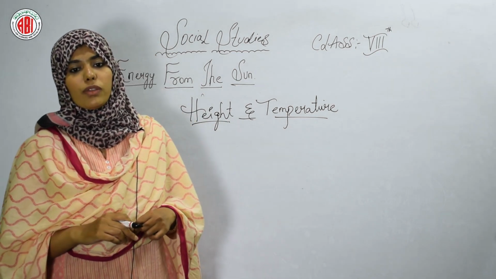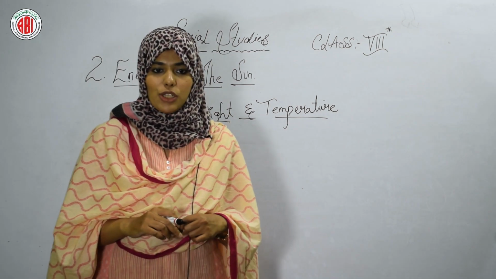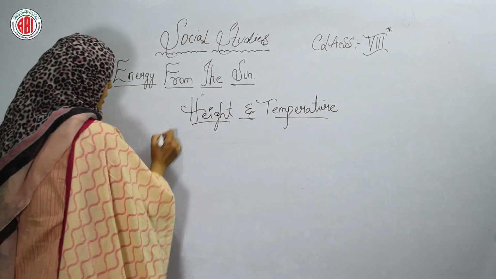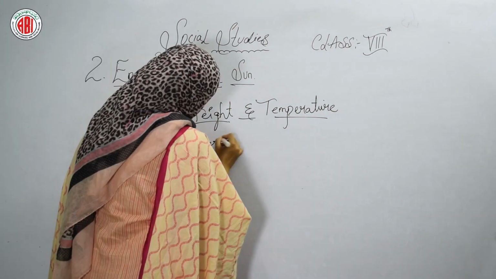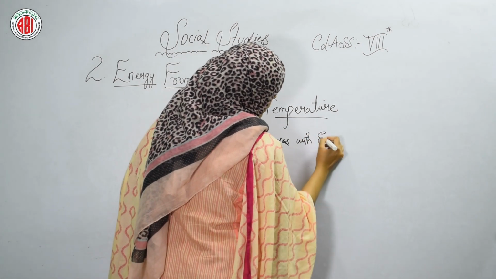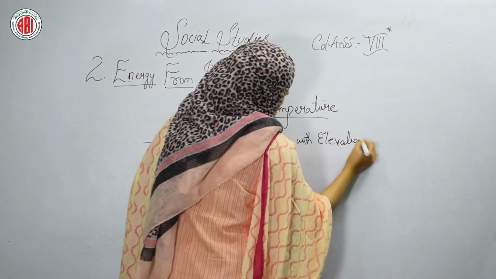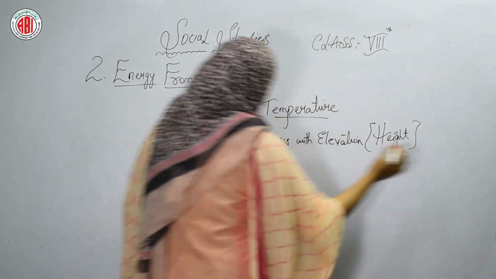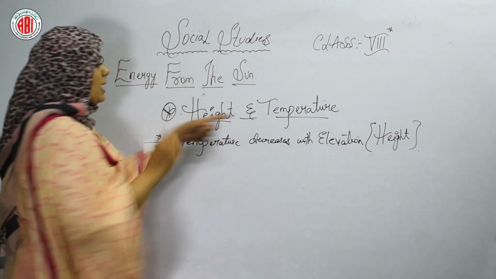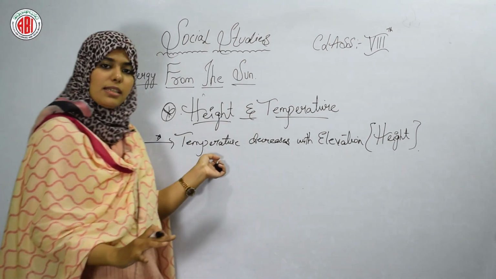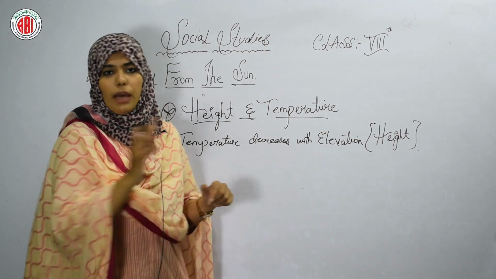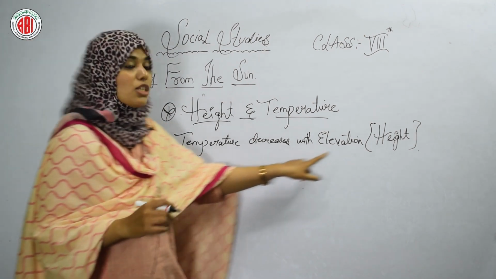The highest parts of the mountains generally have the lowest temperatures. So temperatures decrease with elevation. What it is saying is that the main point is temperature decreases. How does it decrease? With elevation. What is elevation? Elevation is nothing but height. This is the very important point to understand this subtopic, height and temperature. If the temperature decreases, it will be very cold in the environment. So the temperature decreases with height.